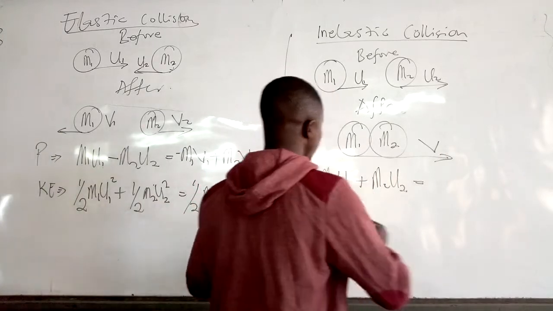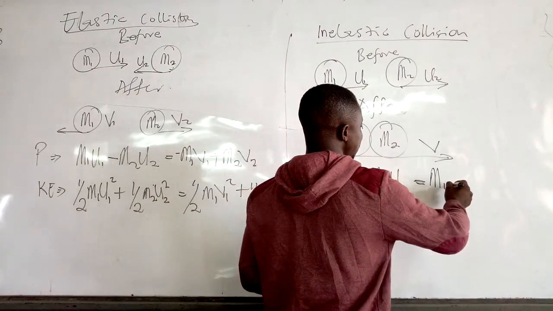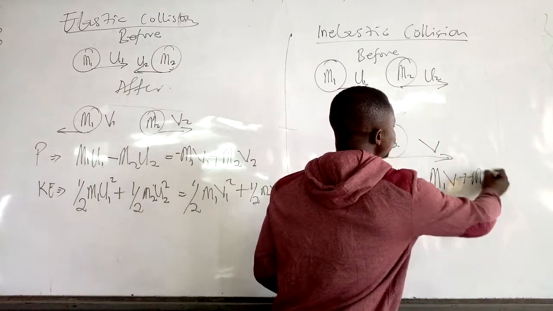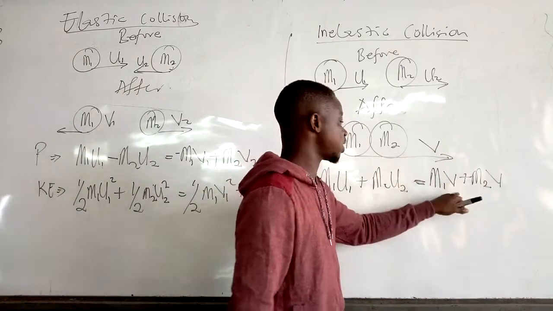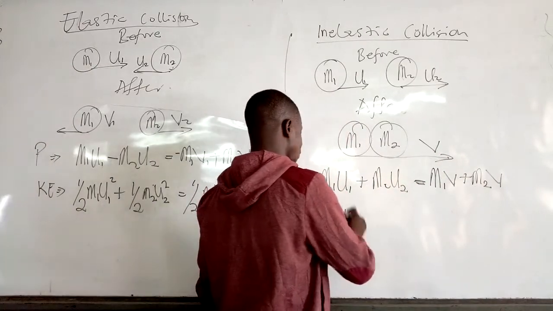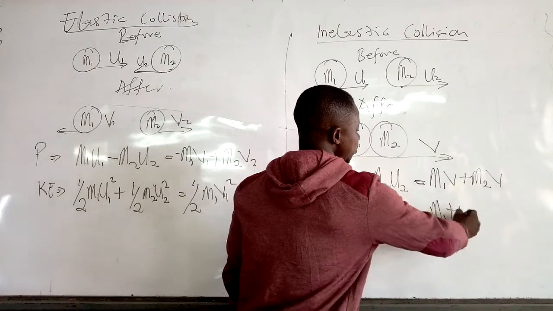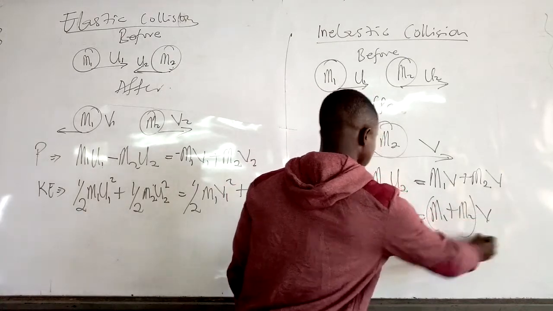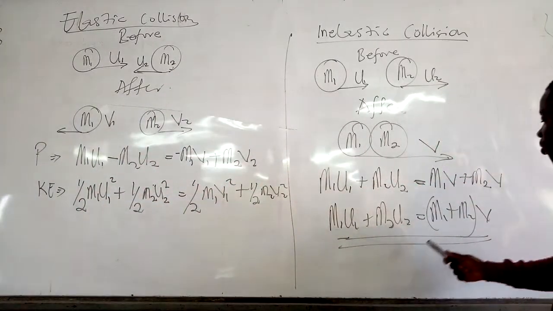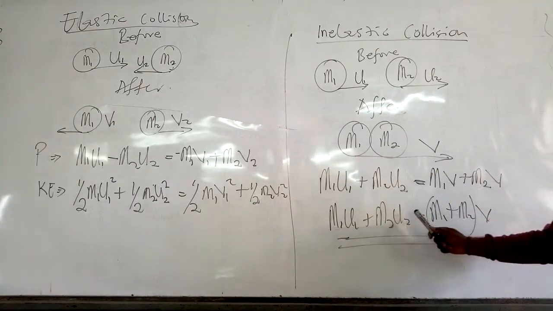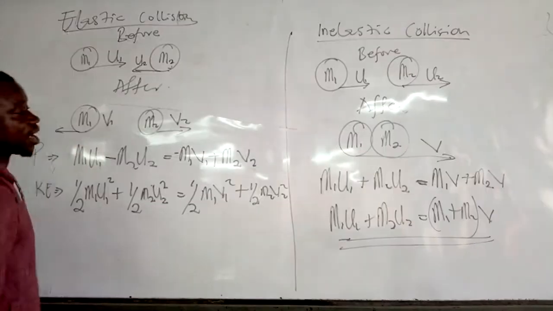Exactly. Good. So we say that M1 U1 plus M2 U2 is equal to M1 V plus M2 V. Because we have the same V, they move with a common velocity, and their velocities are the same. We factorize that V out. That will give me M1 U1 plus M2 U2 is equal to M1 plus M2 all times V. Like this. Alright? Good. So this is how we have to write the equation so that we can use it to solve our example when the need arises.